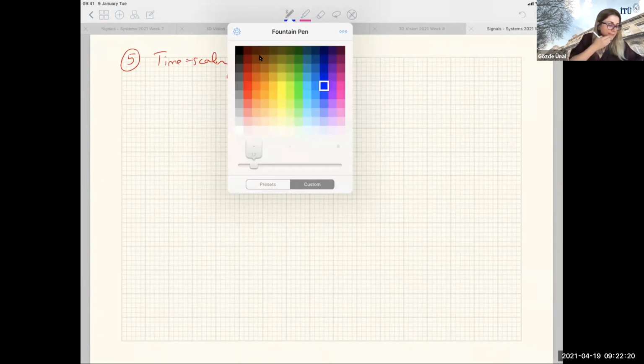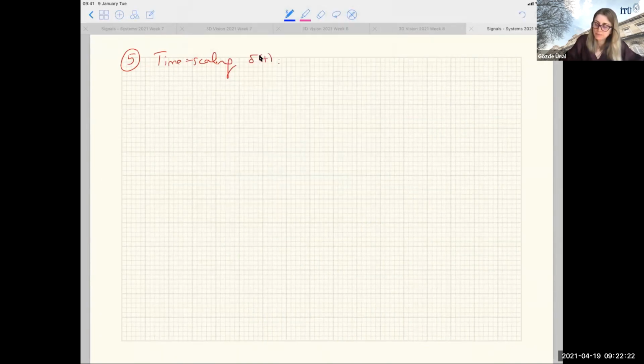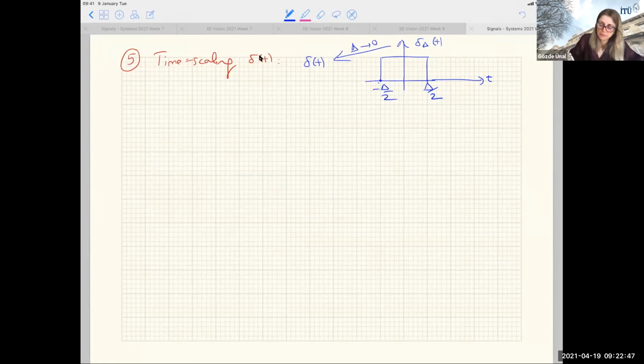Guys, time scaling. So remember, again, we have this guy, my delta sub delta t, minus delta over 2, delta over 2. So now let's do, for instance, and we were really saying the limit, in the limit delta goes to 0, we had delta of t. Now look at delta of 2t, guys, or delta sub delta of 2t.